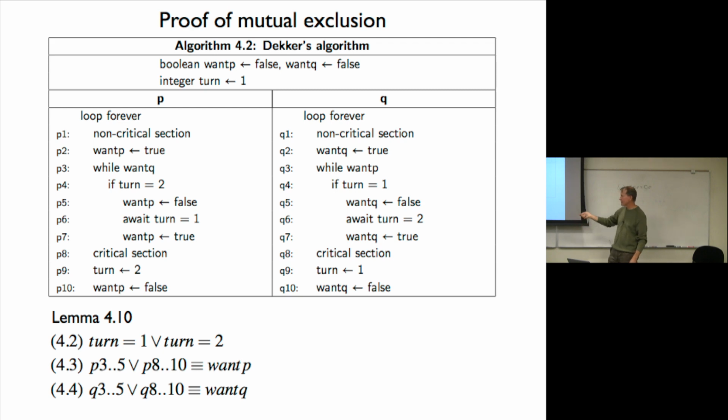So actually here, let's just talk through them. First it's turn equals 1 or turn equals 2. The next one is P3.5 or P8.10 equals want P. And the next one is Q3.5 or Q8.10 equals want Q. Well, obviously 4.3 and 4.4 are just symmetric. So all you have to do is prove one of them and then say the second one is similar with P replaced by Q and Q replaced by P. Are you with me? So you only have to prove 2 things.